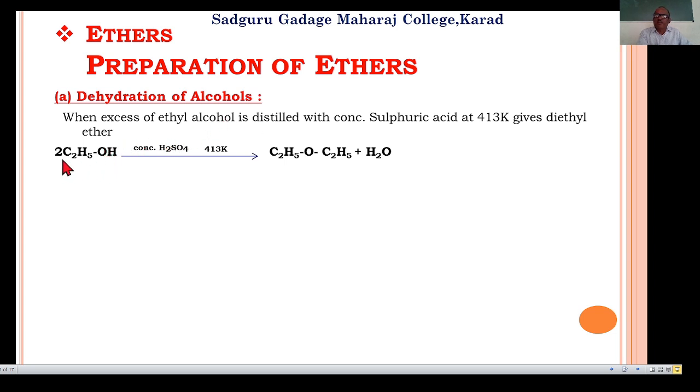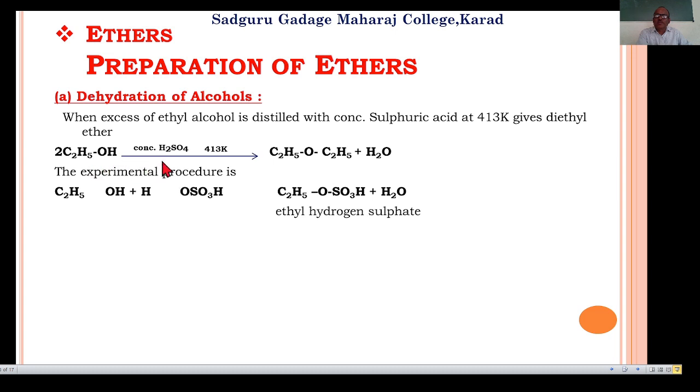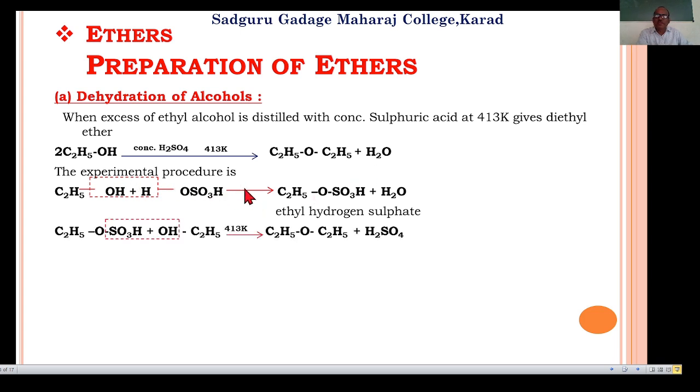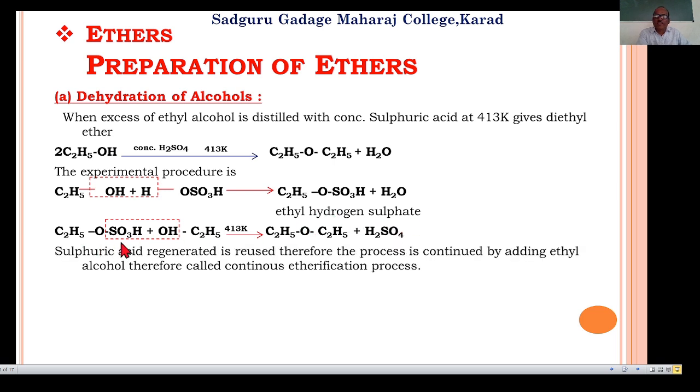Consider this reaction: 2 moles of ethyl alcohol are treated with concentrated sulfuric acid at 413 Kelvin. The product is diethyl ether and water. The experimental procedure for this reaction is a two-step reaction. In the first step, ethyl alcohol reacts with sulfuric acid, and ethyl hydrogen sulfate is formed. This ethyl hydrogen sulfate is again treated with ethyl alcohol at 413 Kelvin. Then the final product is diethyl ether and sulfuric acid is regenerated.